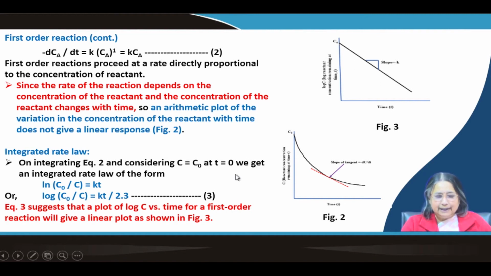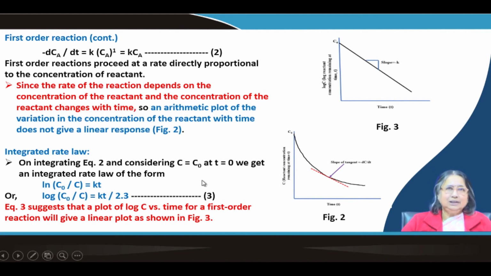And you can plot ln C as well. So, you will get this type of curve with negative slope. But if you plot ln C0 by C, then also you will get a straight line. You can see here this is a straight line, and it will be with a positive slope. So, this is the integrated rate law for first order reaction.